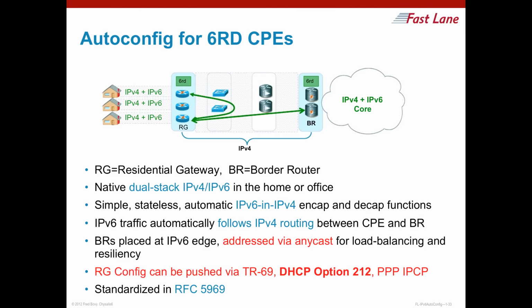Another example where DHCP can be used for auto configuration is with 6RD. In 6RD, the residential gateway, the CPE, can be configured using DHCP option 212. This is standardized in RFC 5969, and in this case, the residential gateway configuration, the 6RD configuration, is actually provided by DHCP.